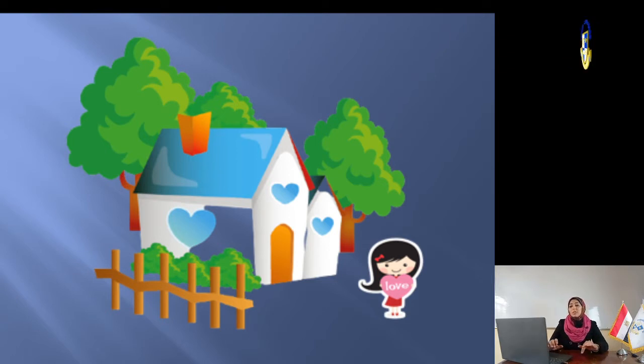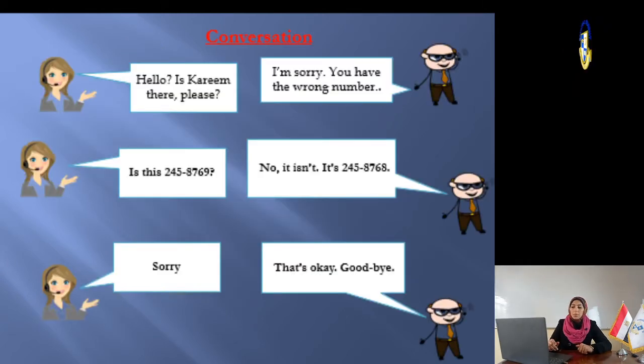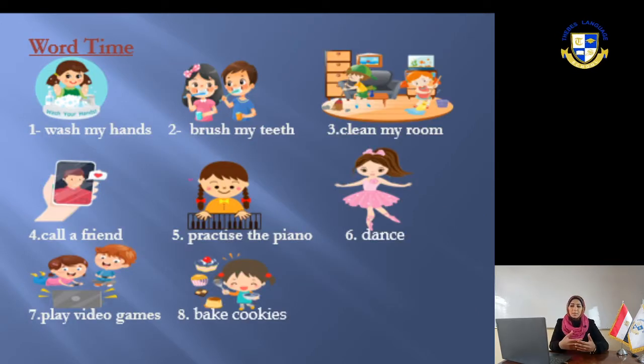Let's check the conversation time. Hello, is Karim there, please? I'm sorry, you have the wrong number. Is this 245-8769? No, it isn't. It's 245-8768. Sorry, that's okay. Goodbye. So that's a conversation time. A girl just wants to call Karim, but she dialed one number wrong.